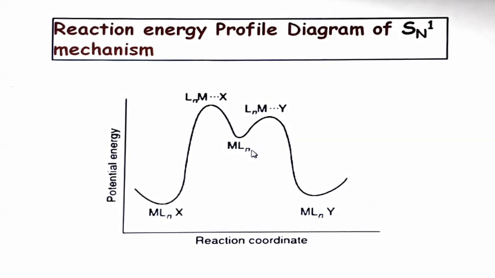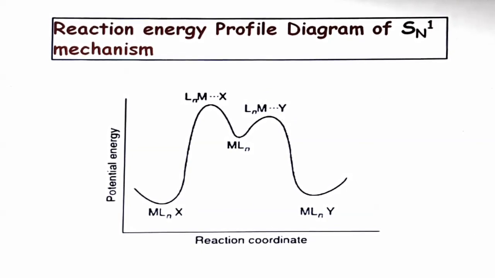But the energy of this intermediate complex again decreases. For the reaction of this intermediate complex with the entering ligand Y, it requires a little bit of energy once more. By getting some energy here, this intermediate complex reacts with Y, and when they react, our final product is formed. So the second plateau shows formation of the final product and the first plateau shows formation of an intermediate. This is the energy profile diagram of the SN1 mechanism.